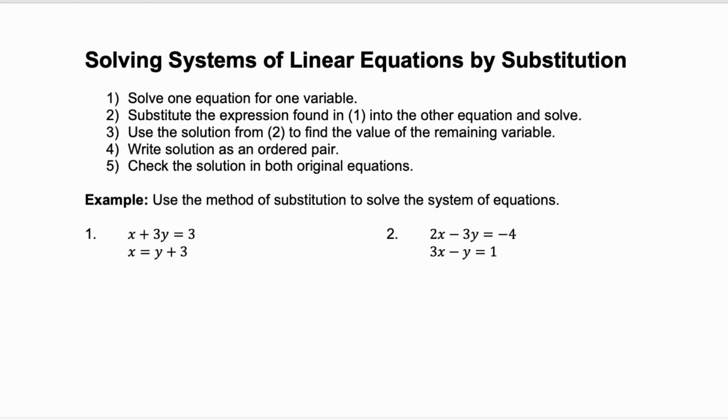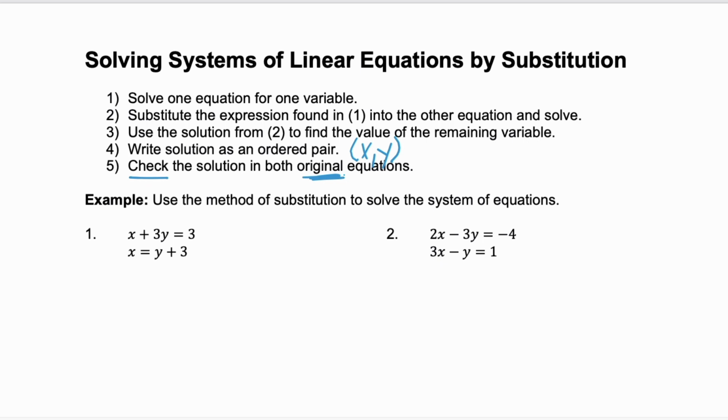Step 1 is to solve one equation for one variable. Then, in step 2, we substitute the expression we found in step 1 into the other equation and solve. And in step 3, we use the solution from step 2 to find the value of the remaining variable. Step 4, you write your solution as an ordered pair, remember, an XY combination. And then in step 5, you want to check that that solution works for both of the original equations. Always use the original equations.